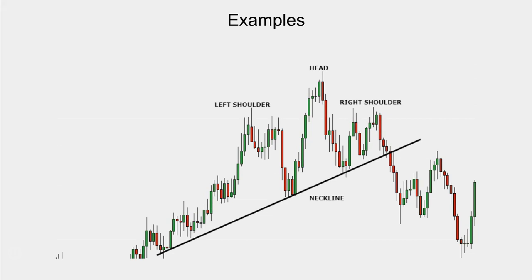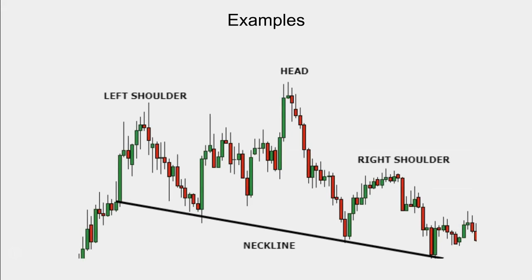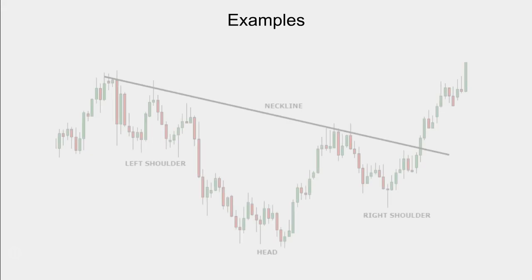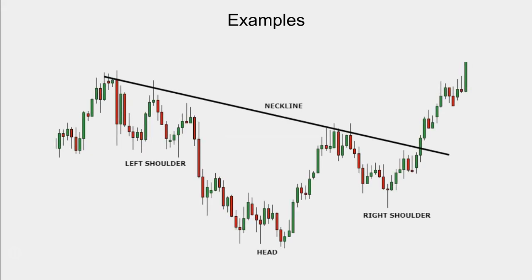For this head and shoulders, the left and right shoulder are level, and the neckline is tilted upward. Here, the right shoulder is lower than the left shoulder, and the neckline is tilted downward. Now we see an inverse head and shoulders. The right shoulder is below the left shoulder, and the neckline is tilted downward.